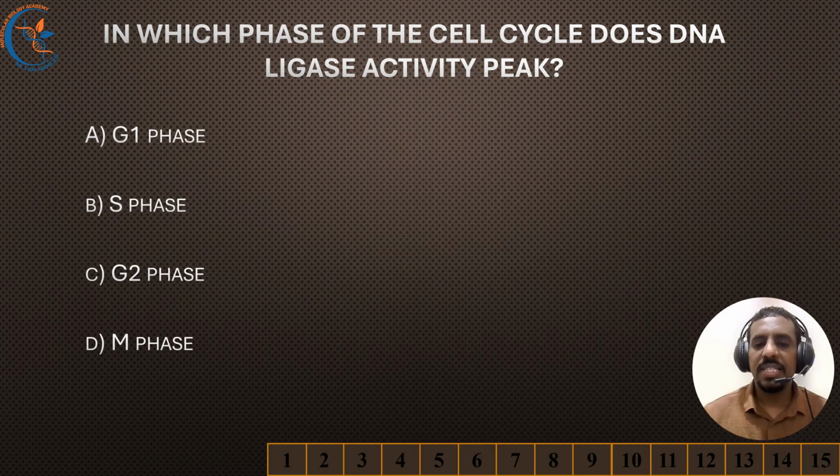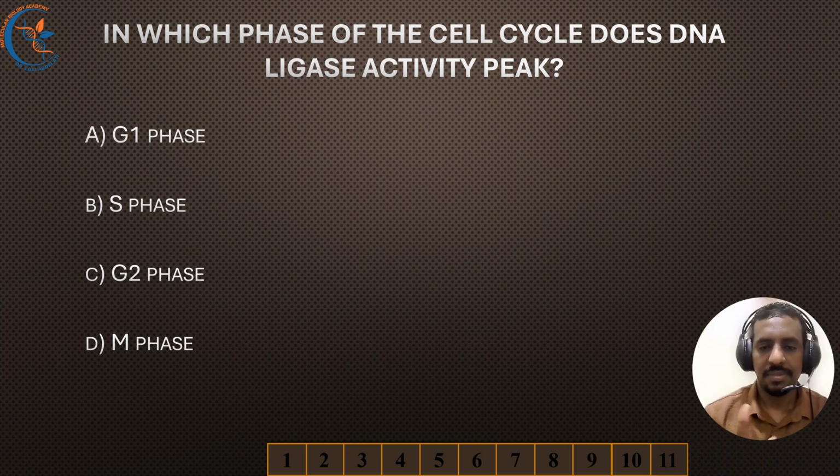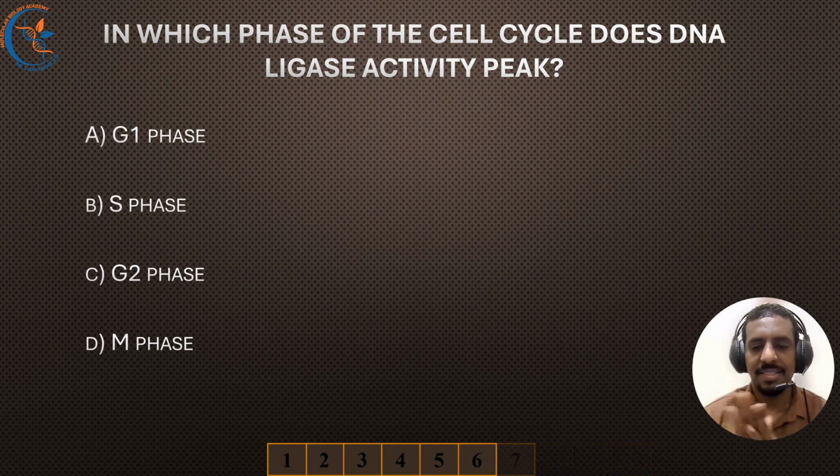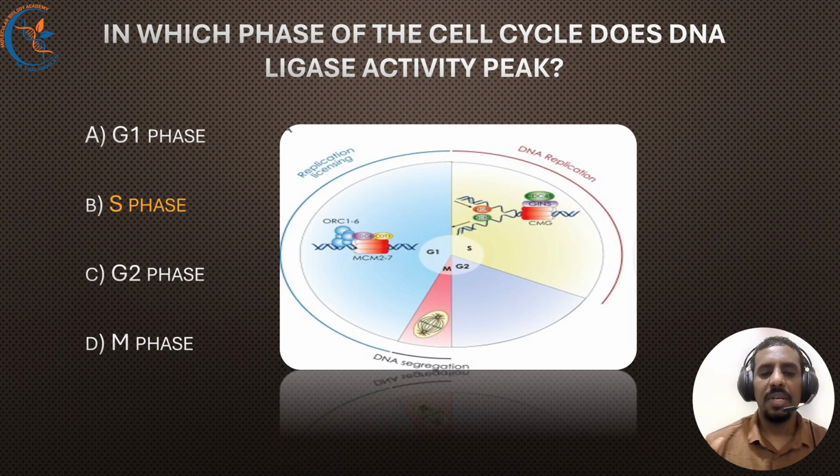Next question: in which phase of the cell cycle does DNA ligase activity peak? The correct answer is S phase. Actually, DNA ligase activity peaks during the S phase of the cell cycle, when DNA replication occurs, requiring the joining of Okazaki fragments on the lagging strand.